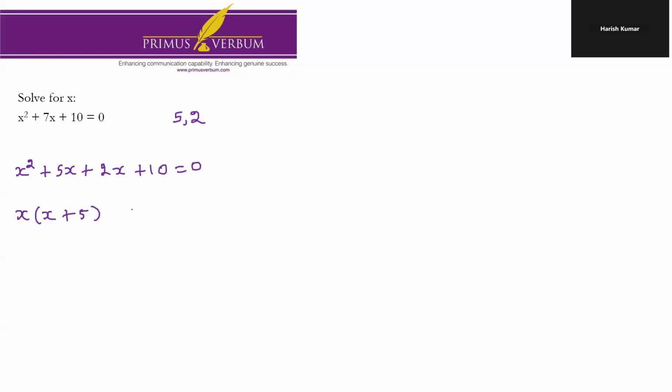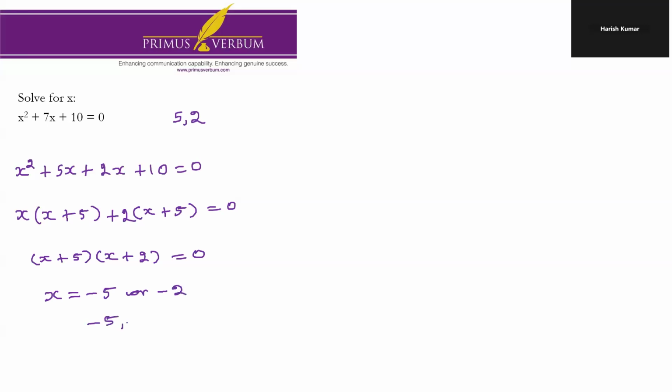x into x plus 5. And again, I write x plus 5 here, and plus 2 equal to 0. So I get x plus 5 and x plus 2 equal to 0. So the value of x is minus 5 or minus 2. So they are both the roots of this quadratic equation.